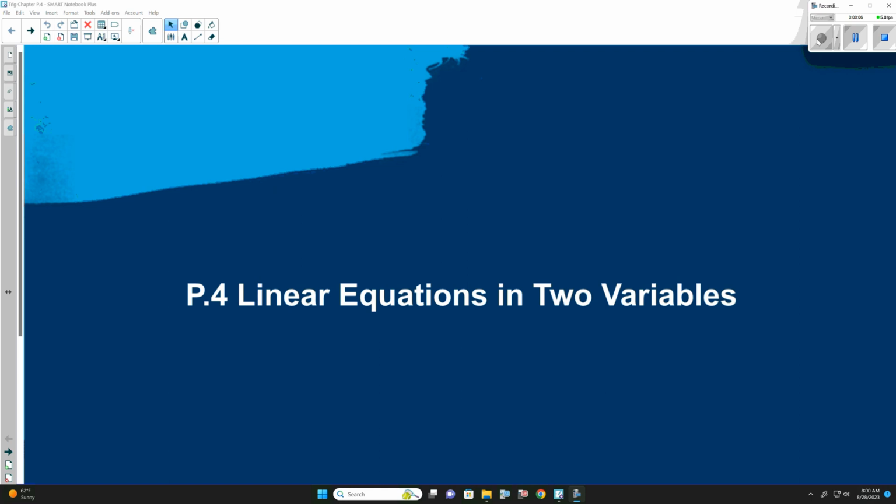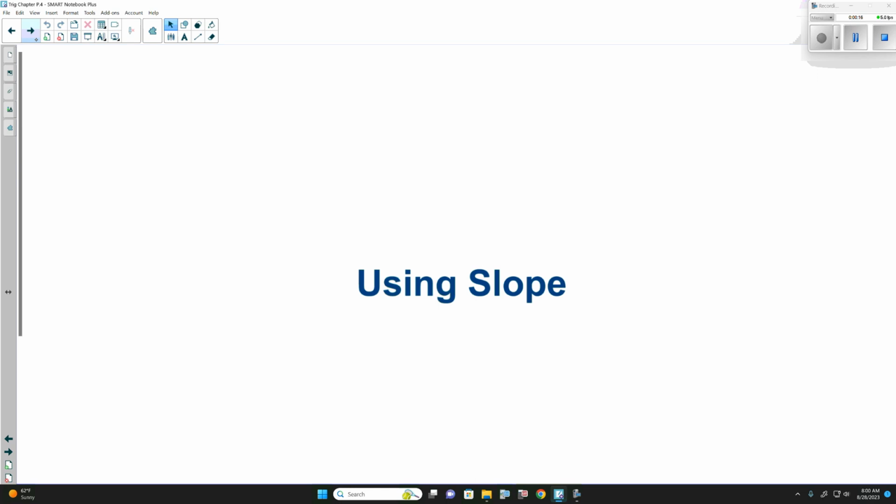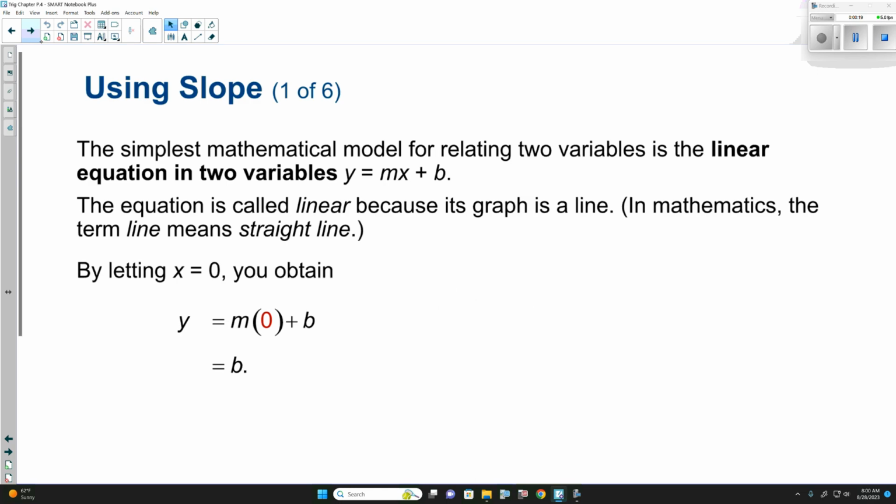We're talking about linear equations in two variables. Equation of a line, x, y. Y'all have done this before. It's nothing new. Using slope. The simplest model for relating two variables is a linear equation in two variables, y equals mx plus b. The equation is called linear because its graph is a line.